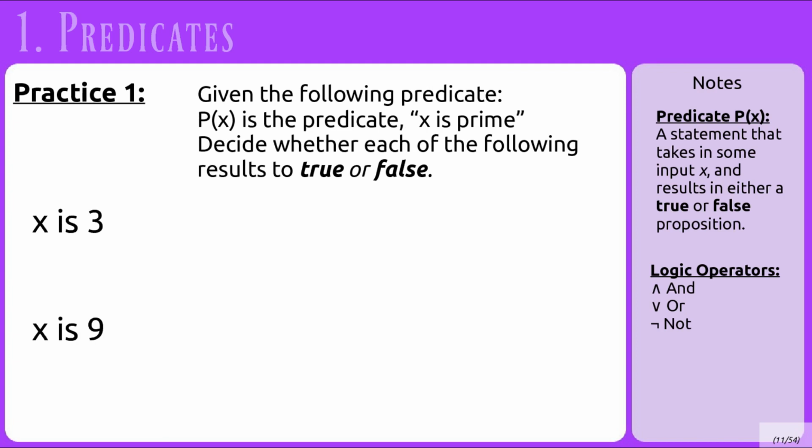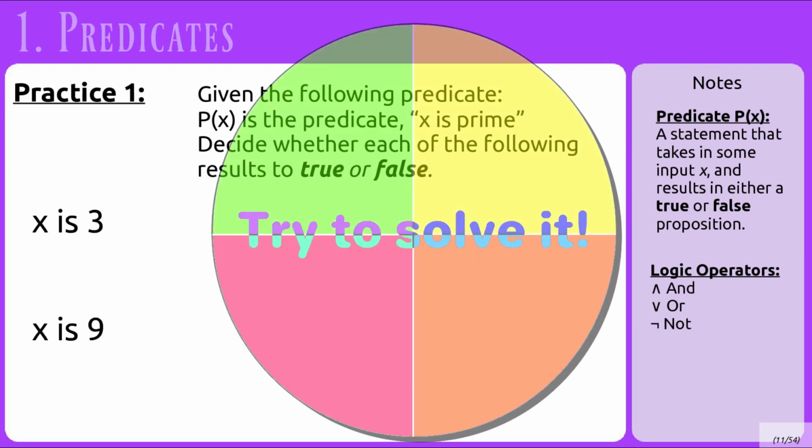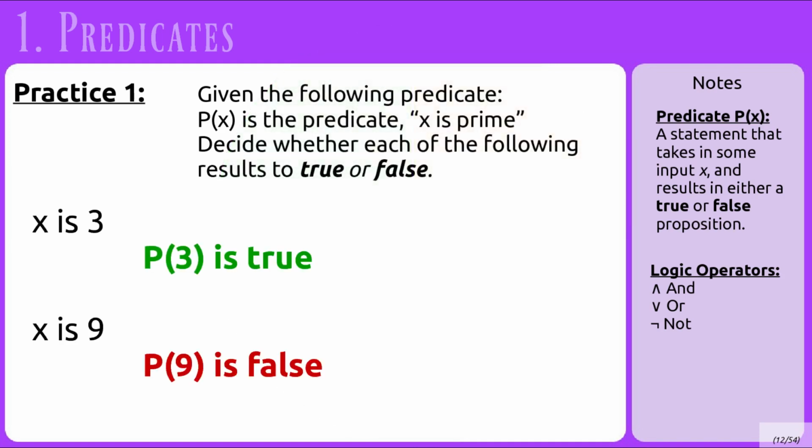Time for some practice. Let's say P of x is the predicate x is prime. Decide whether plugging in the following values will result in true or false. First, x is 3. Second, x is 9. For P of x is the predicate x is prime, if we plug in 3, this is true, 3 is prime, and if we plug in 9, this is false, 9 is not prime.